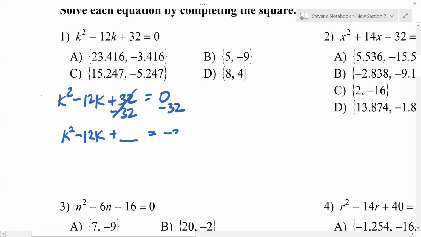So our b term is negative 12. Negative 12 divided by 2 is negative 6. Negative 6 squared is 36. So I want to add 36. And then again, what you do to one side, you do to the other.